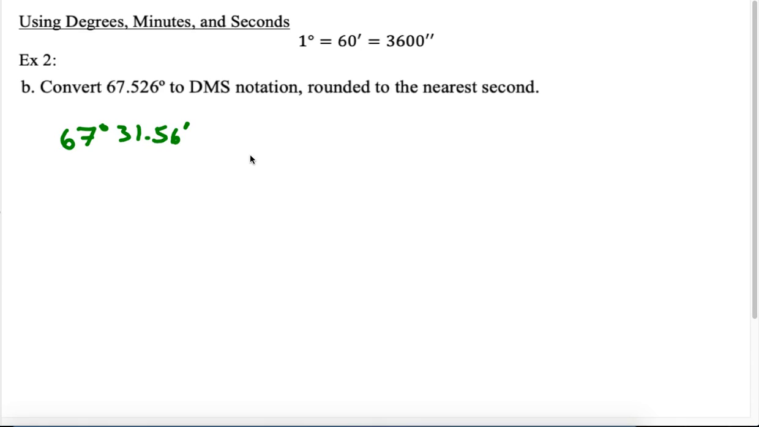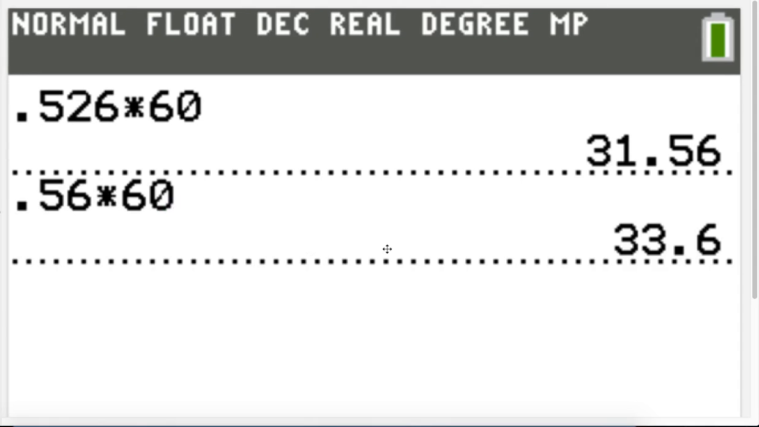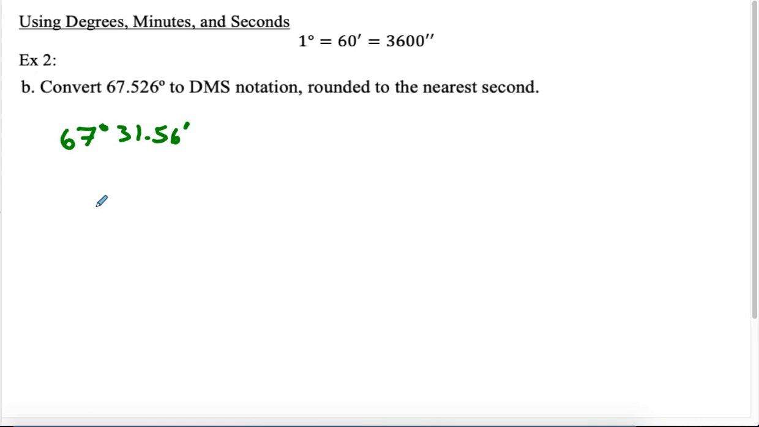Okay, so I'm going to say 67 degrees, 31.56 minutes. Well, now I want to take this 0.56 and convert that to seconds, right? So this is 0.56 of a minute. I'm just going to take this and multiply it by 60 again to get how many seconds. Okay, so 0.56 times 60 is 33.6. Now it said round to the nearest second, so I'm going to round that to 34 seconds. Okay, so my final answer would be 67 degrees, 31 minutes, 34 seconds. Okay, and we use 1 tick to denote minutes, 2 ticks to denote seconds.